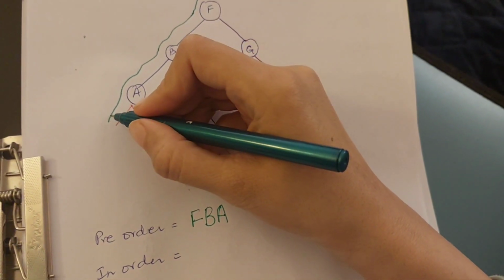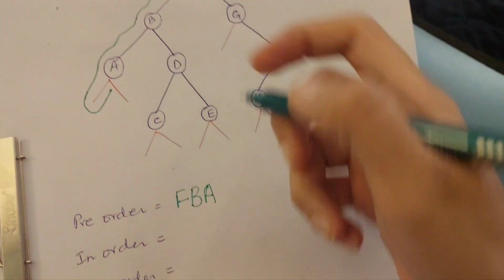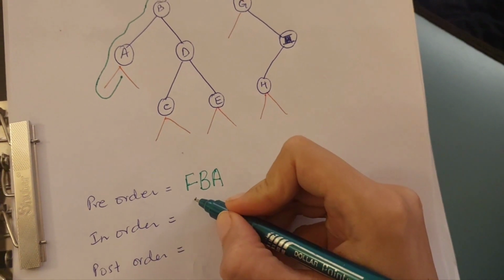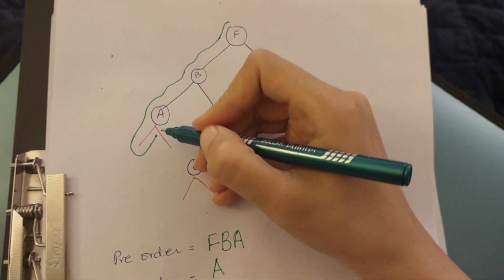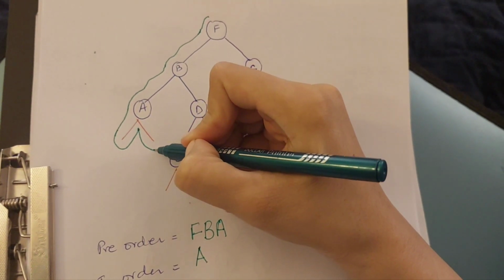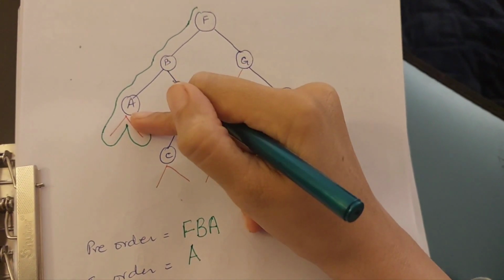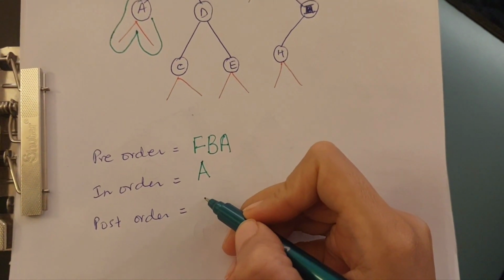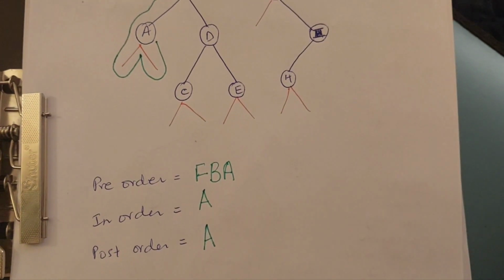From here I will bend my path, and I will again reach node A. So this is my second visit of the same node. For the second visit, I told you I will write that node in in-order, so now I write node A into in-order. From here I start my journey again, and once again I have reached node A. This is my third visit of node A, and the third visit will always be written into post-order. So I will write down node A into my post-order.